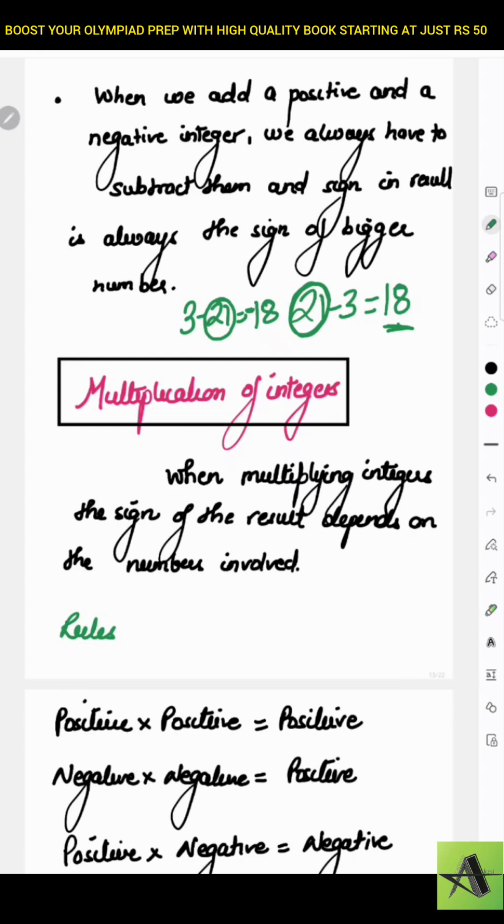Now don't get confused. If I'm asking which is bigger, minus 21 or 3, obviously in that case 3 is the bigger one. But I'm talking about the absolute value. Just remove that negative sign and individually think which one is greater, 21 or 3. So 21 is greater and the sign of 21 is negative. So my final answer will take the sign of the bigger number.